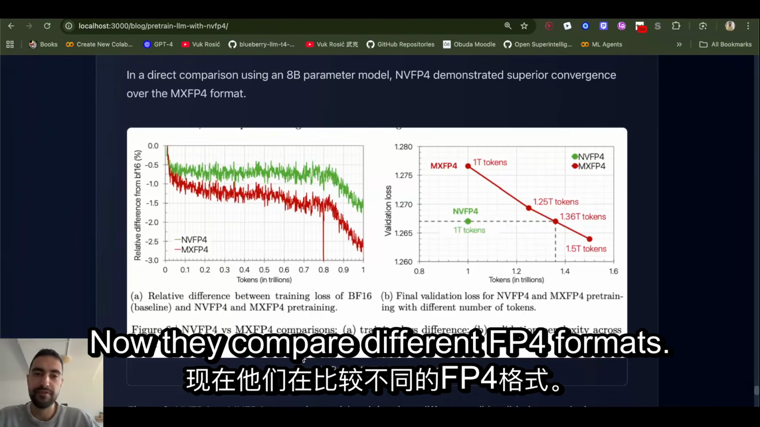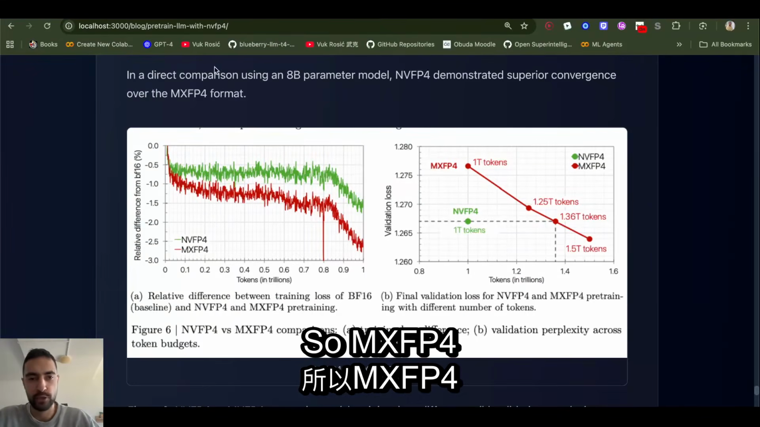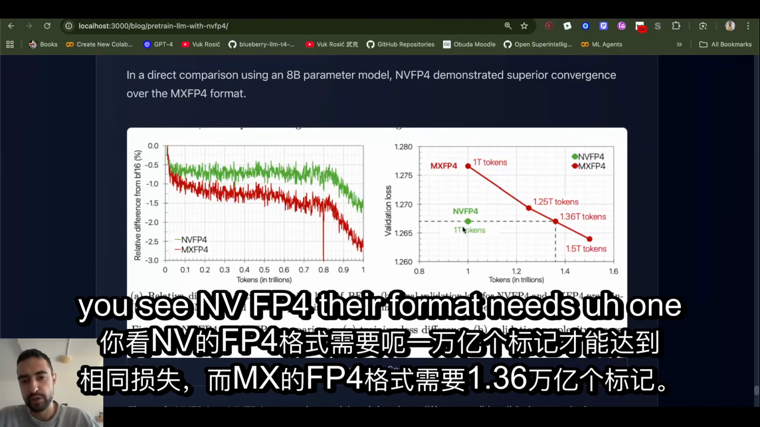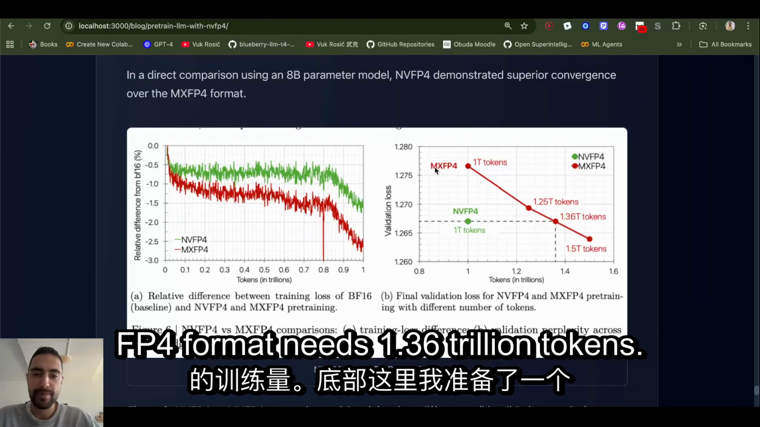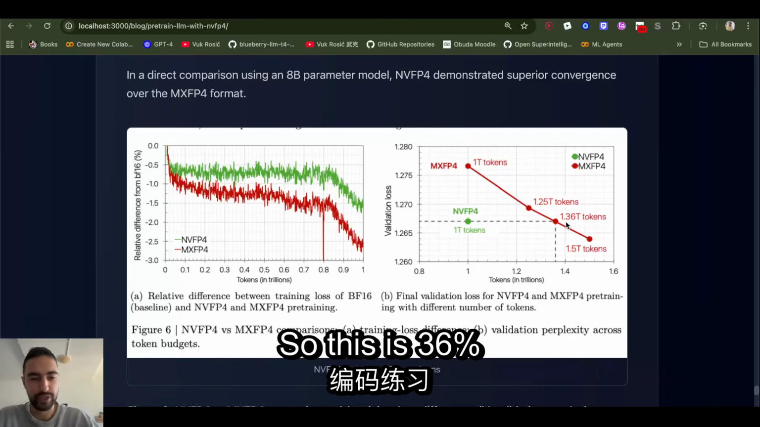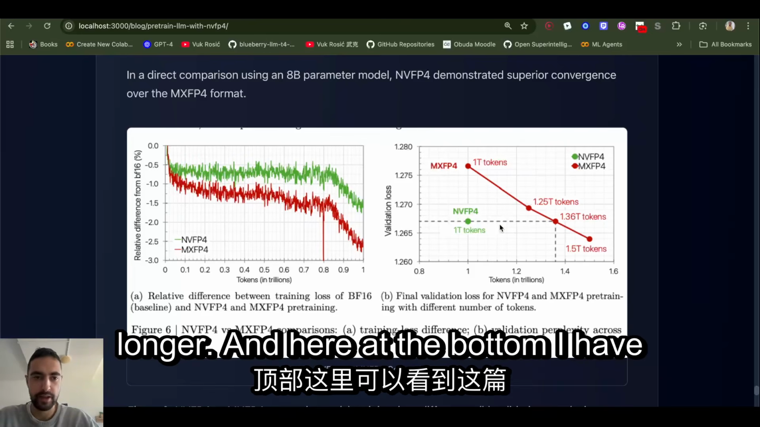Now they compare different FP4 formats. So MX FP4, you see NV FP4, their format, needs 1 trillion tokens, and for the same loss, MX FP4 format needs 1.36 trillion tokens, so this is 36% longer.